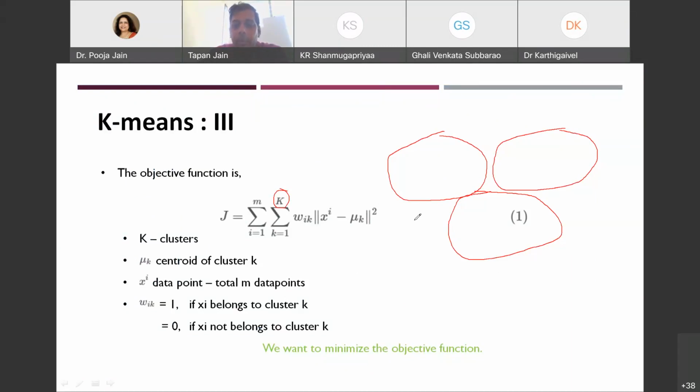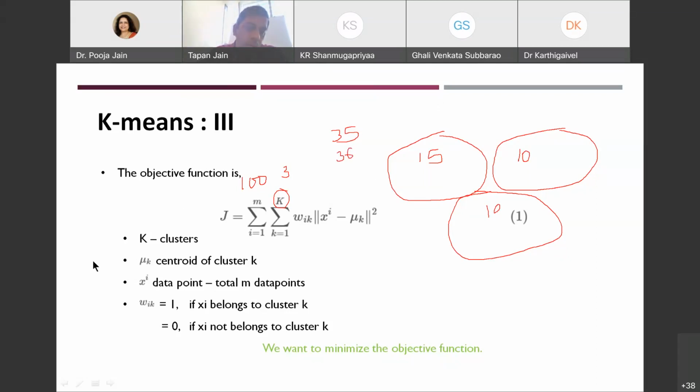Right. So here k value is 3. Let's say we have 100 data points, so m is 100, k is 3. Mu k is what? Suppose in 100, let's say 15 points are here, 10 points are here, 10 points are here. So almost 35 data points are distributed. Now the 36th data point has come into the picture.